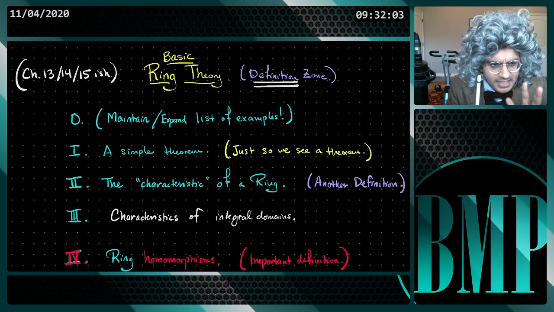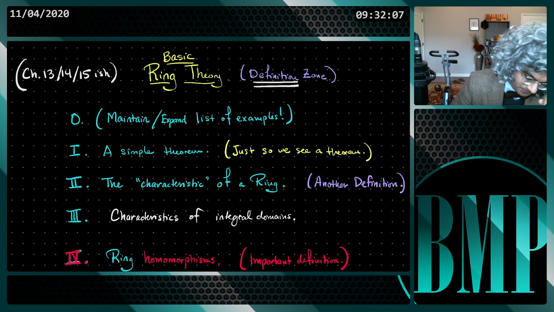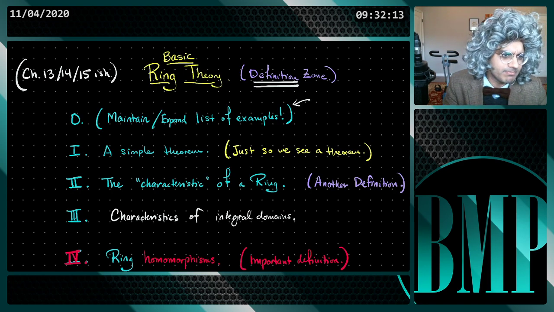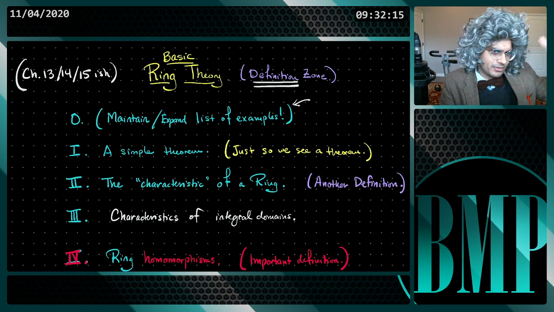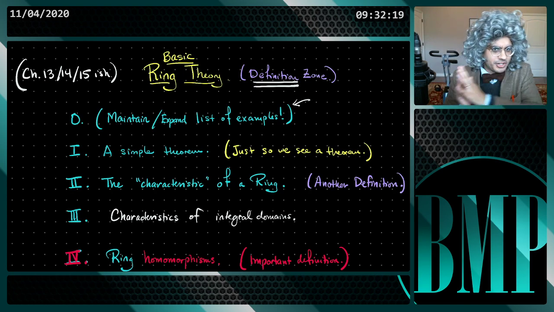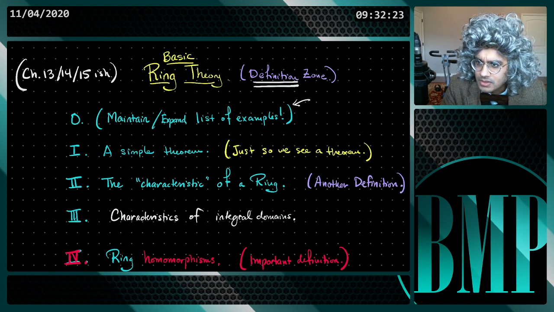So RDL. Maintain and expand your list of examples. All right, so that's the kind of thing we have to do. Bulk up on examples of rings. Rings which are integral domains, which are not, which are fields, which are not, etc.